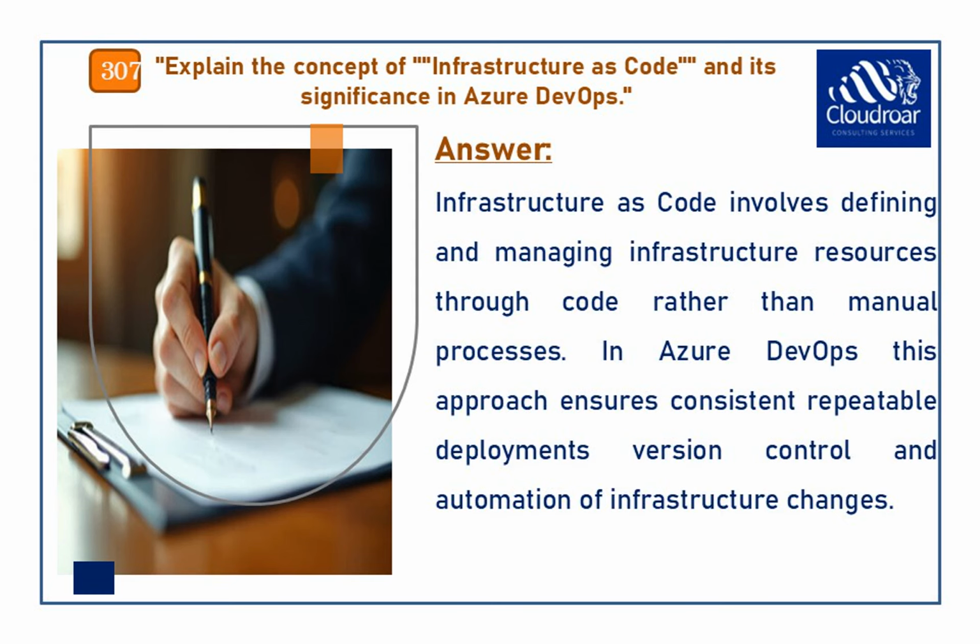Question 307. Explain the concept of infrastructure as code and its significance in Azure DevOps. Infrastructure as code involves defining and managing infrastructure resources through code rather than manual processes. In Azure DevOps, this approach ensures consistent, repeatable deployments, version control, and automation of infrastructure changes.